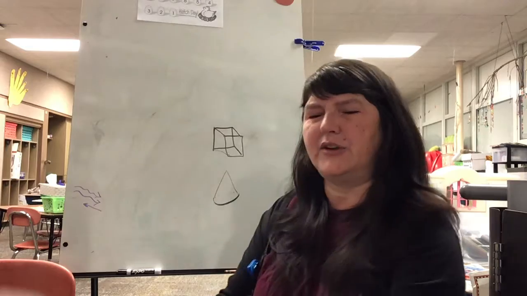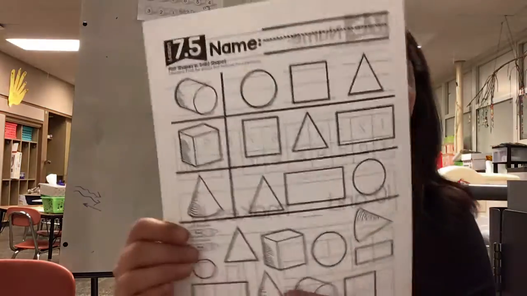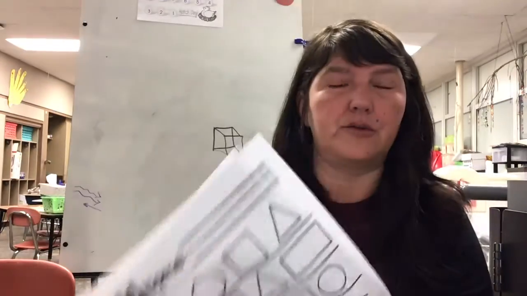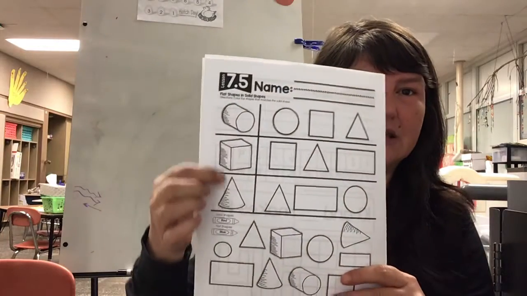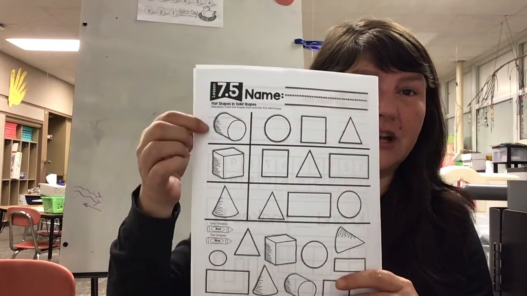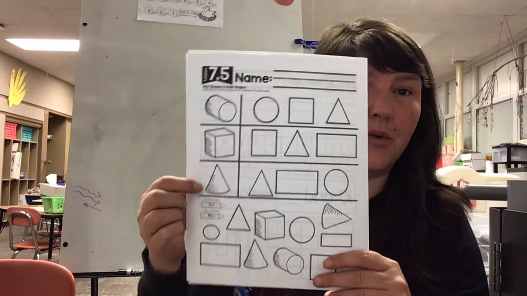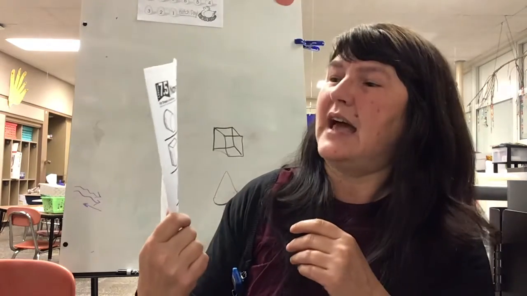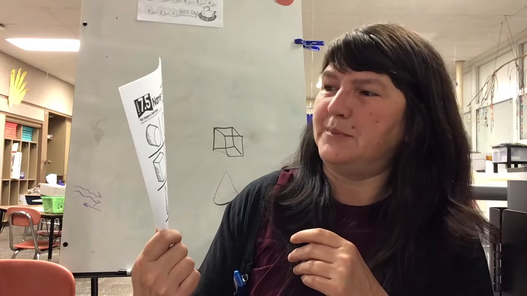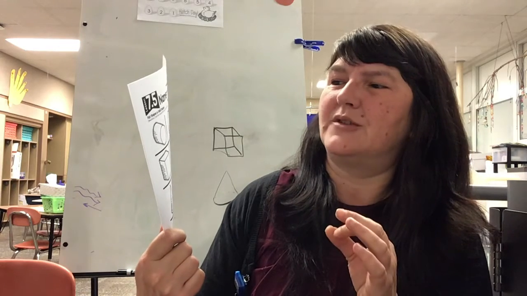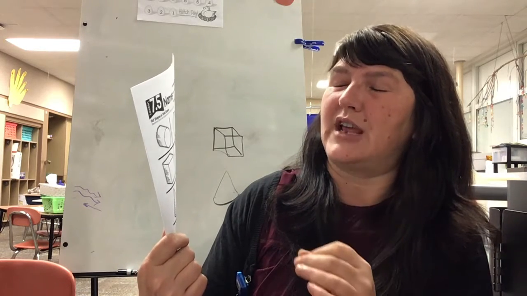So today what you're going to be doing is looking at 3D shapes on the side here, these top three. So here I have a cylinder, I have a cube, and I have a cone. And it says, color the shapes that match the solid shape.